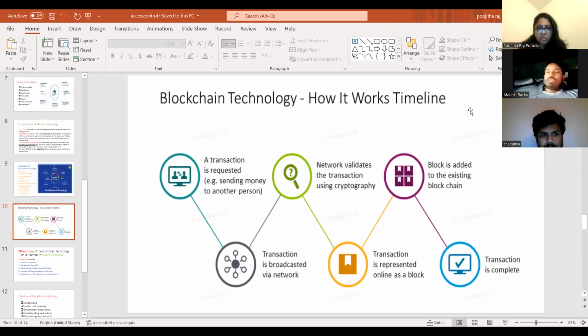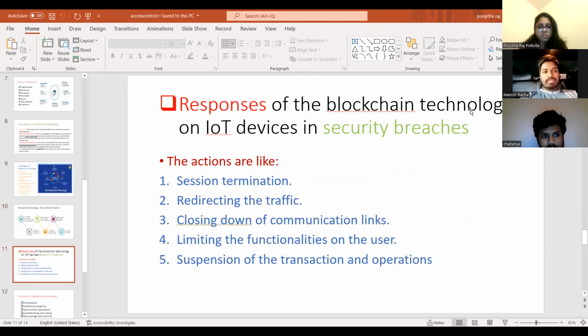So how it works, in a timeline. A transaction is requested, for example, sending money to another person. The transaction is broadcast via the network. From here, the network validates the transaction using cryptography. Then the transaction is represented online as a block. Then the block is added to the existing blockchain and the transaction gets completed. So here is how blockchain technology works. And from here, the next slide will be explained by Chaitanya.